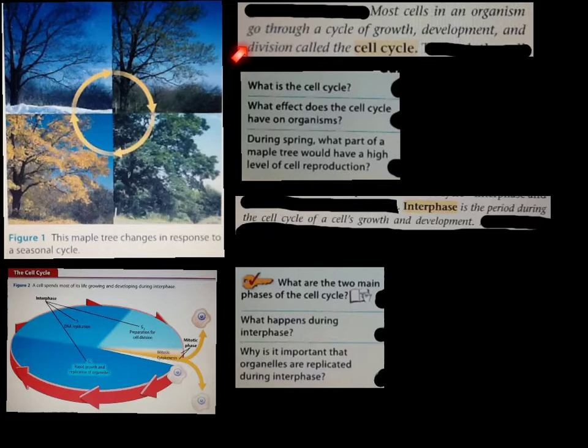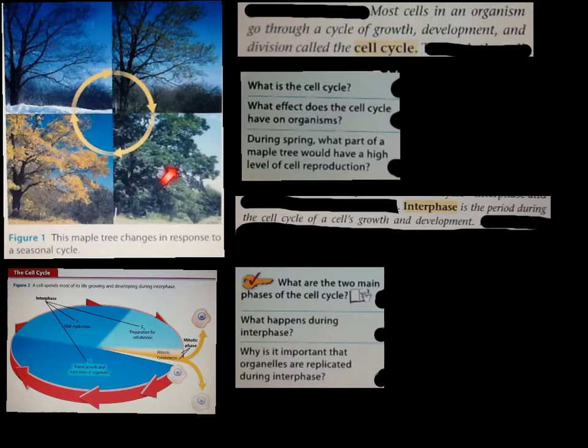So, comparing cell cycle. Most cells in an organism go through a cycle of growth, development, and division called a cell cycle. Same way as a tree changes through the seasons. Through the cell cycle, organisms grow, they develop, replace old or damaged cells, and they reproduce or produce new cells.